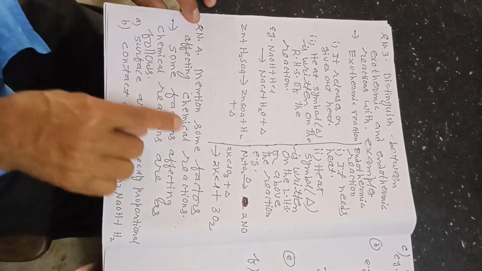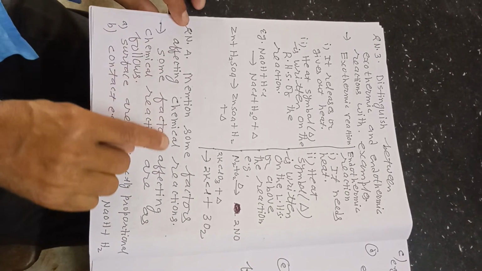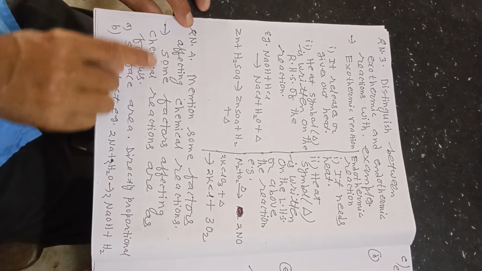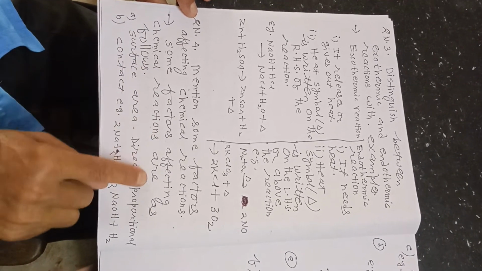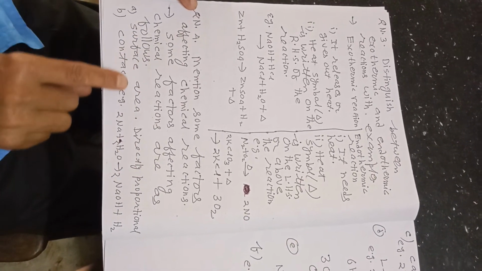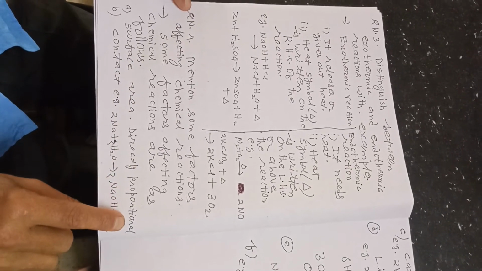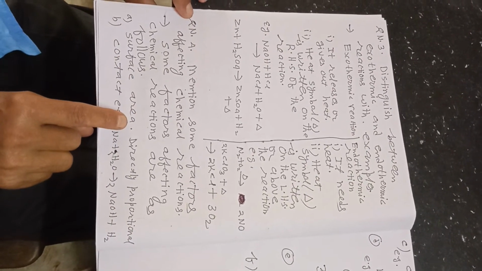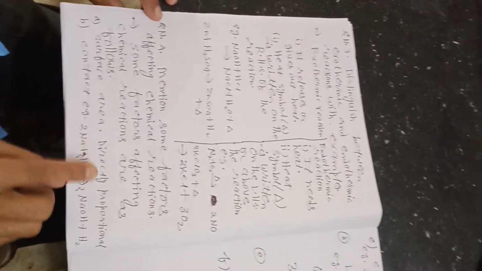Question number 4. Mention some factors affecting chemical reactions. Answer. Some factors affecting chemical reactions are as follows. A. Surface area. The rate of chemical reaction is directly proportional to the surface area. It means more area, faster; less area, slower.